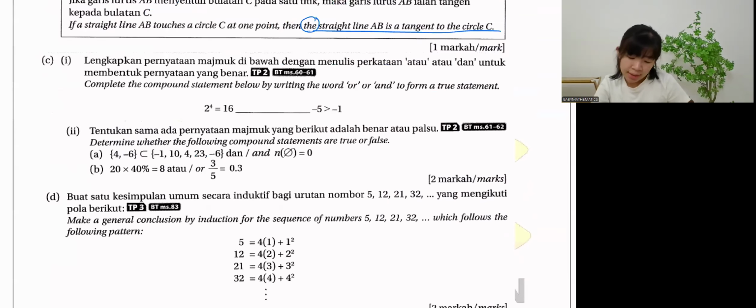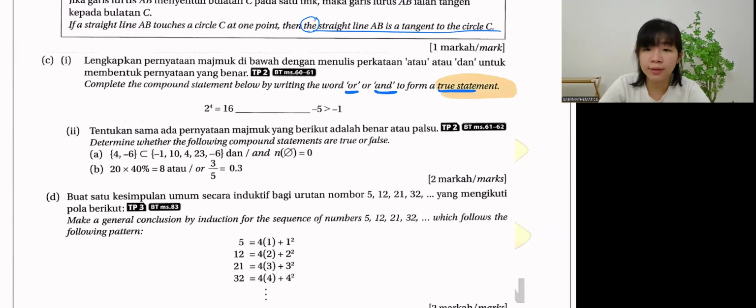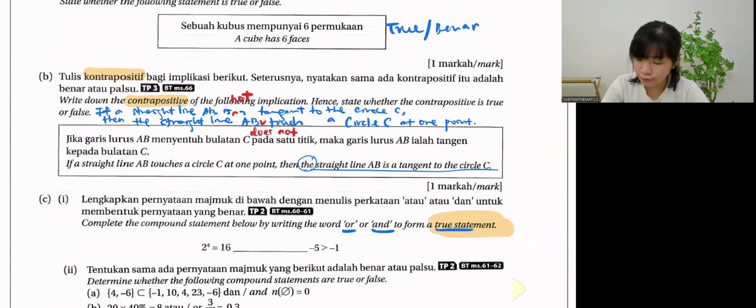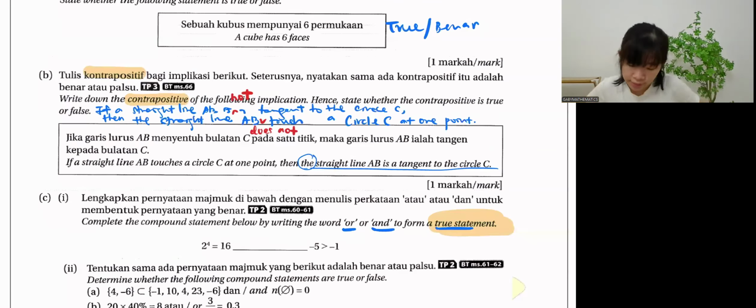Okay, complete the compound statement by writing the word O or N to form a true statement. In the exam, make sure you pay attention, read carefully. Sometimes they might want it to be a false statement. True or false? Okay, guys, this one, what do you think? After writing, they ask us to state the contrapositive, true or false.